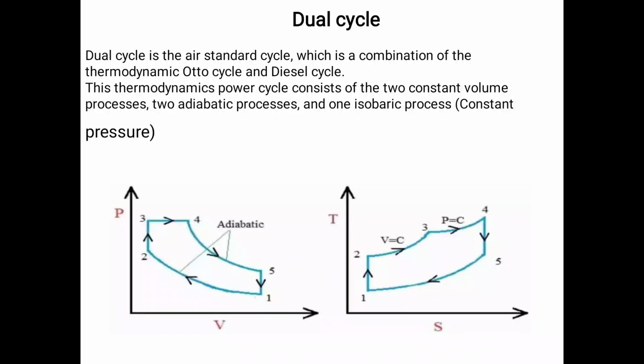The first diagram is the PV diagram. 1 to 2 is the adiabatic process, and 2 to 3 is the constant volume heat addition process, and 3 to 4 is also a heat addition process at constant pressure, and 4 to 5 is the adiabatic expansion process, and 5 to 1 is a constant volume heat rejection process.